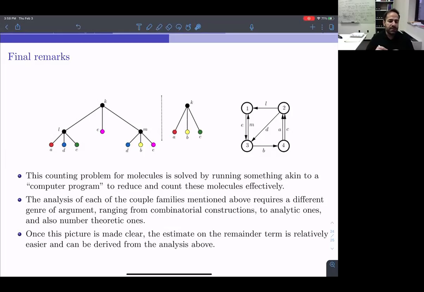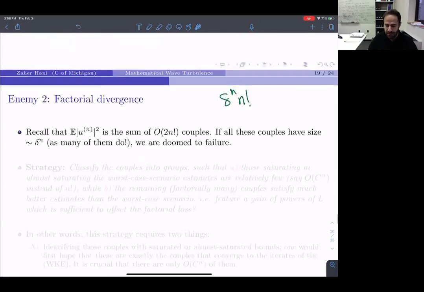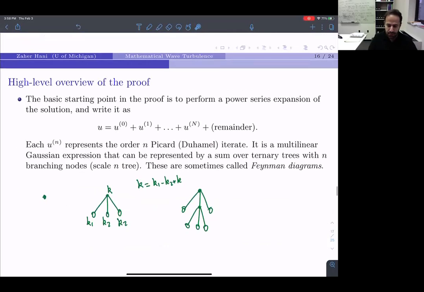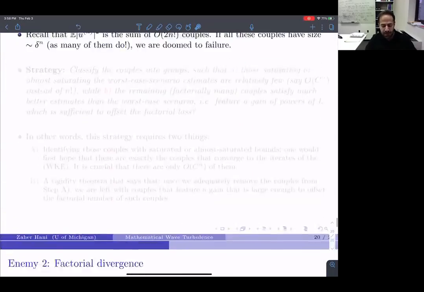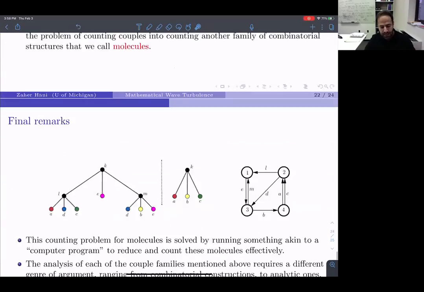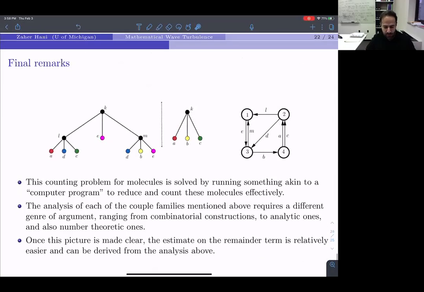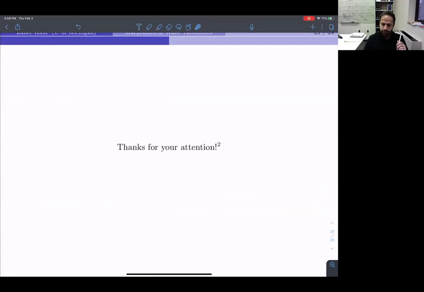And once this picture is made clear, I only told you how to estimate the iterates basically in the Feynman diagram expansion. Over here, I only told you how those things are estimated. Then there's the remainder, which is also another story, but basically the good news is that once you understand how to bound the iterates, you have a very good set of tools in order to bound the remainder. Okay, and I will stop here. Thanks for your attention.